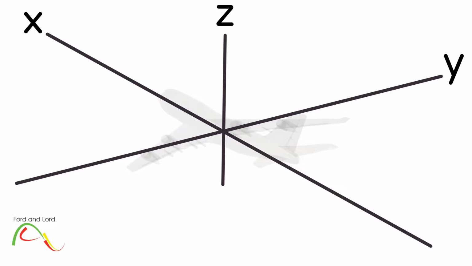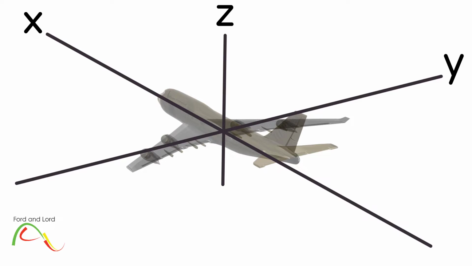In this system, the x-axis represents the longitudinal axis, which is aligned with the aircraft's length. The y-axis represents the lateral axis, which is aligned with the aircraft's width. The z-axis represents the vertical axis, which is aligned with the aircraft's height.